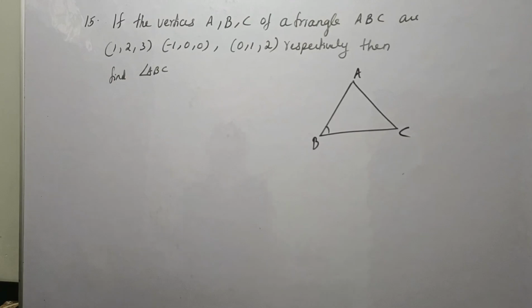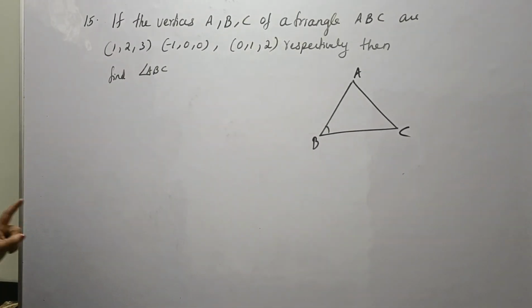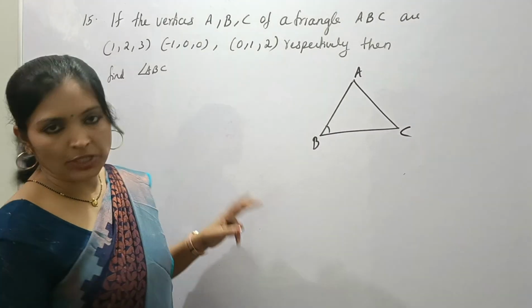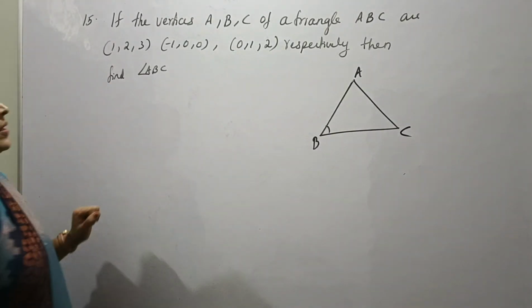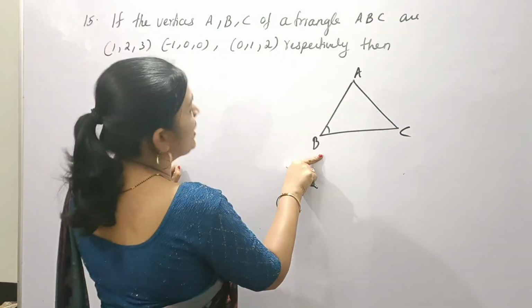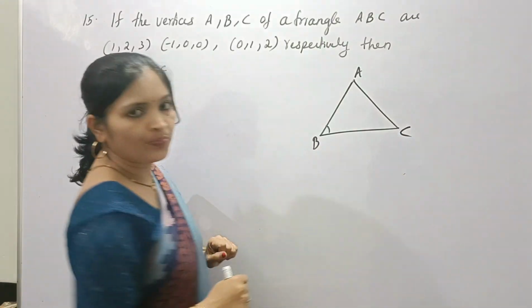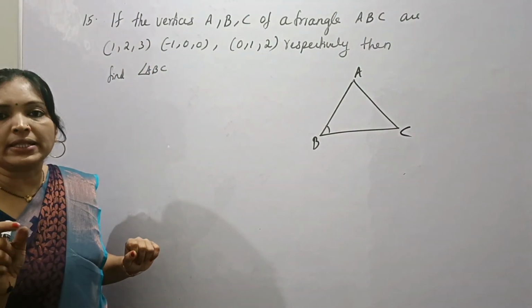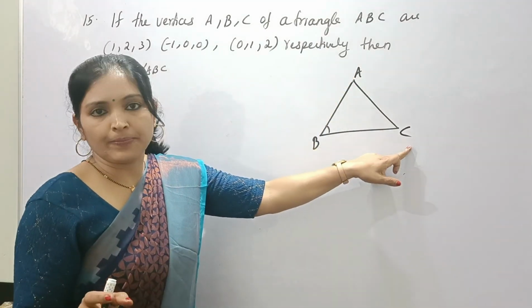If the vertices A, B, C of a triangle ABC are (1, 2, 3), (-1, 0, 0), (0, 1, 2) respectively, then find the angle of triangle ABC. Vertex A is (1, 2, 3). Vertex B is (-1, 0, 0). Vertex C is (0, 1, 2). Here we have to find the angle at B, that is angle ABC.